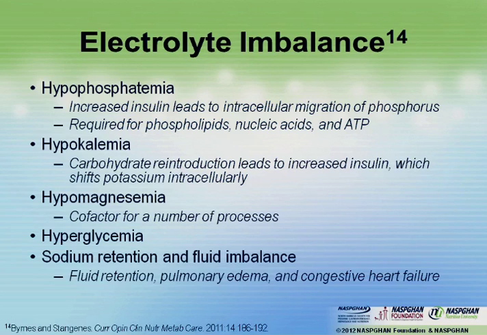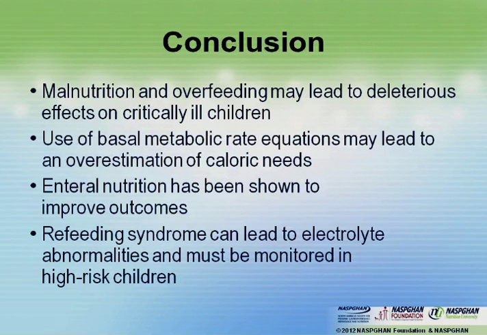But again, as we talked about, as long as you're watching for this carefully and adjusting their feedings on a step-by-step basis, you hope that you don't see this problem. So in conclusion, malnutrition and overfeeding may lead to significant effects on critically ill children. The use of the basal metabolic rate equations may actually lead to an overestimation of caloric needs, which, as we mentioned before, has its own set of downfalls.